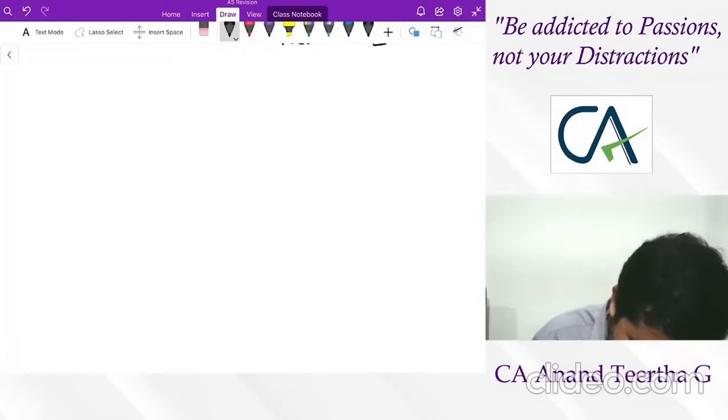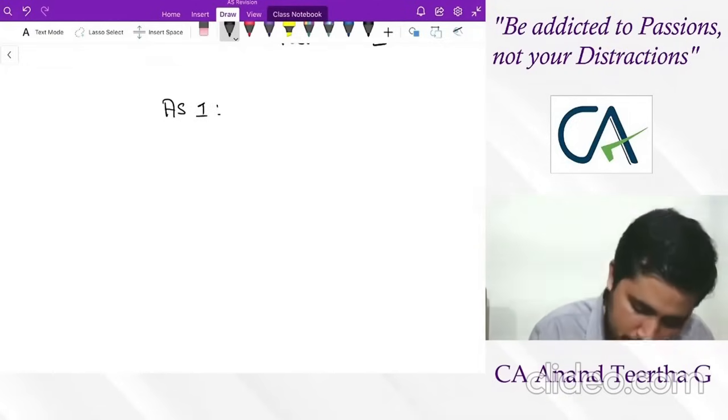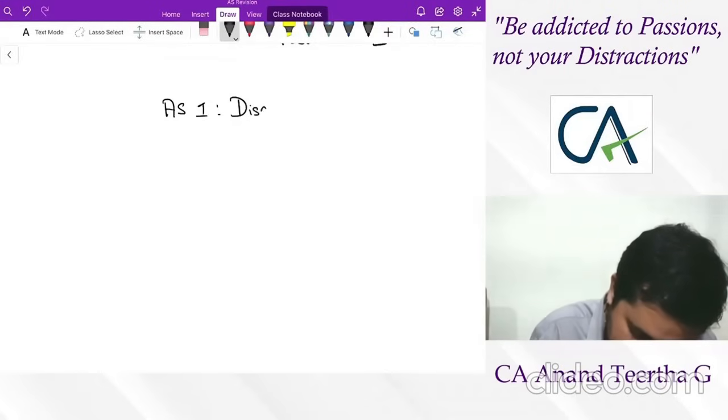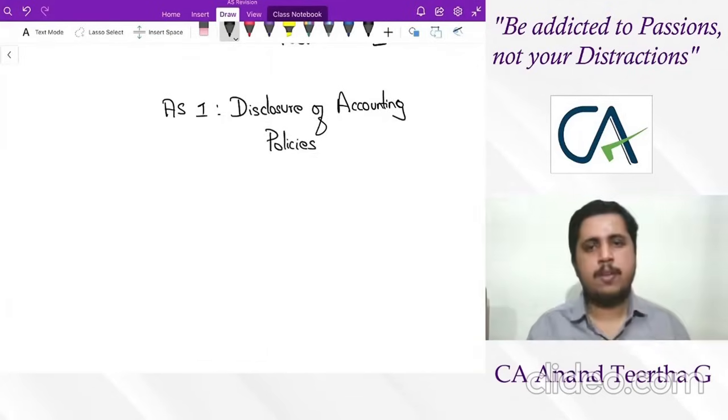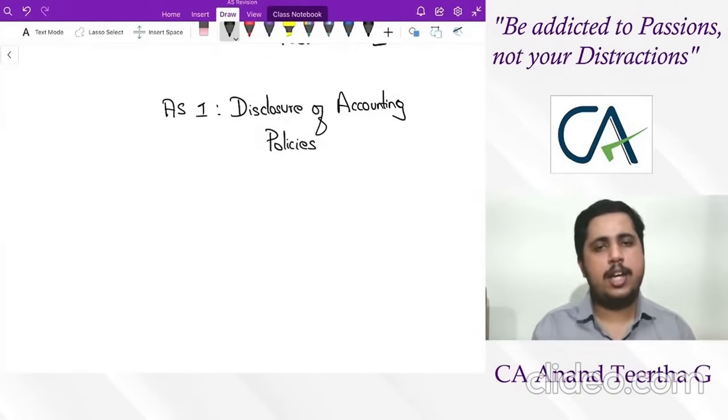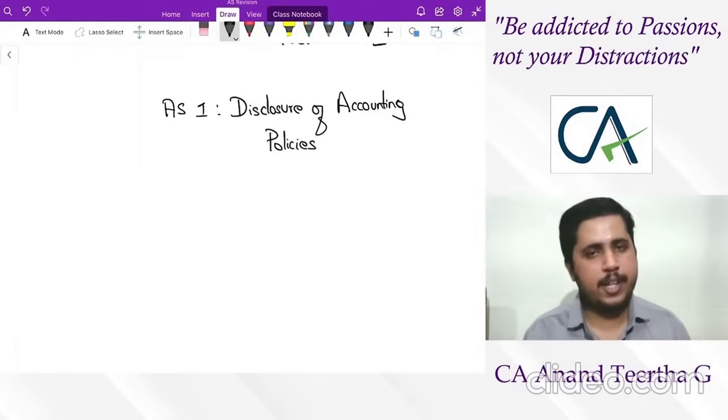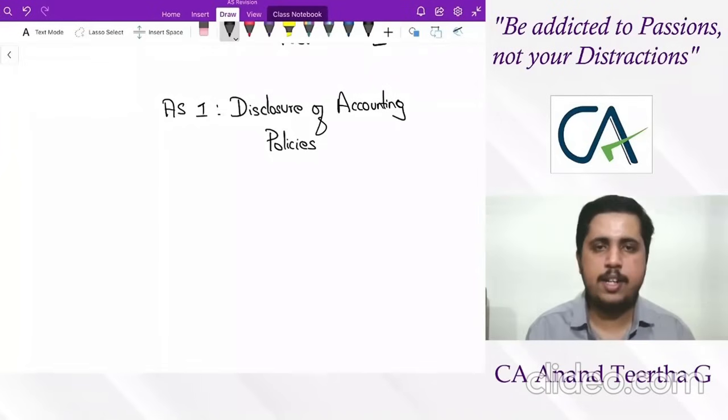Starting with AS1, and this talks about disclosure of accounting policies. So this is the very first accounting standard you have, especially from the exam point of view. If I have to say, yes, Group 1's first accounting standard is AS1, which talks about disclosure of accounting policies.